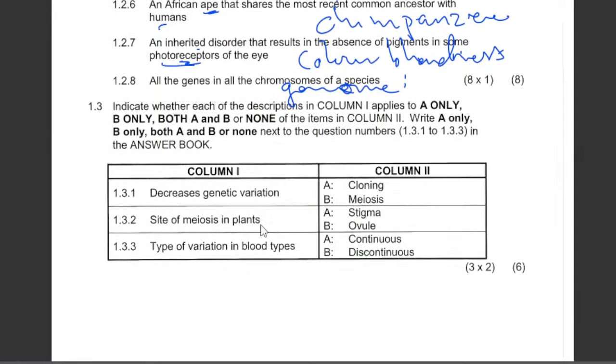Right? They're saying decrease in genetic variation. What decreases genetic variation? This one increases, but cloning decreases. So it is A only. The word "only" must be there.